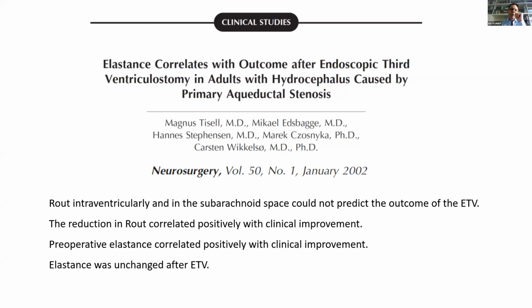And I'm going to show you two important papers. The first is a paper from Castellanos and team, and they measured Rout intraventricularly and in the subarachnoid space. And the conclusions are a bit confusing, because they clearly say that Rout intraventricularly and in the subarachnoid space did not predict outcome, but the reduction in Rout was correlated with clinical improvement. And at the same time, preoperative elastance correlates positively with clinical improvement, but elastance was unchanged. And in a way, it is a conundrum.